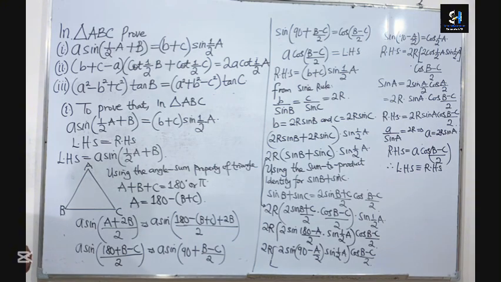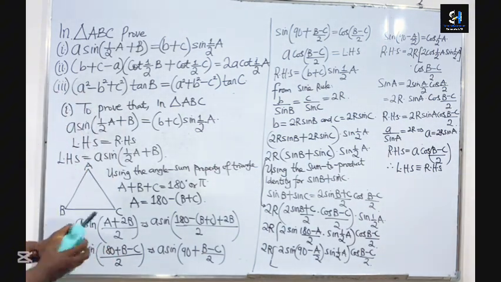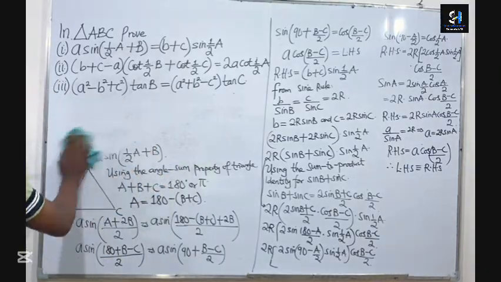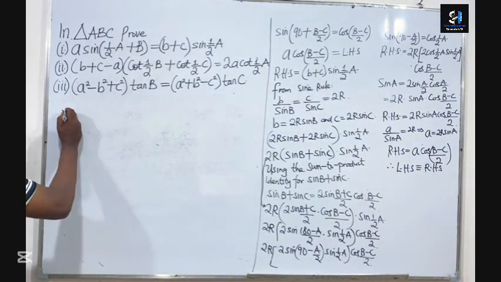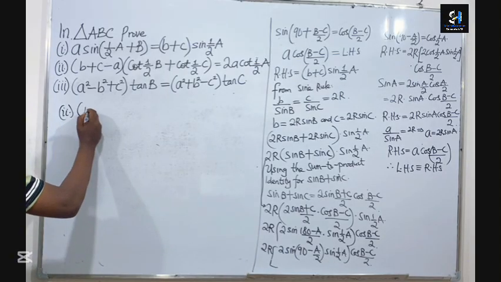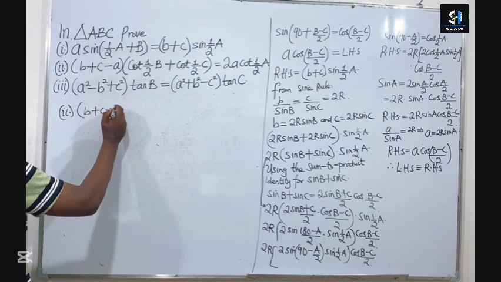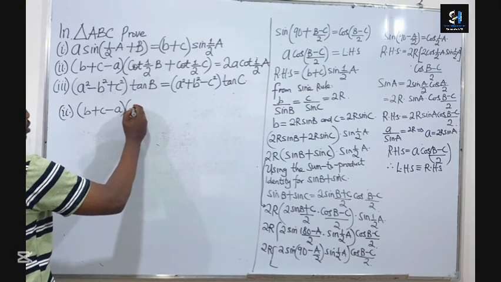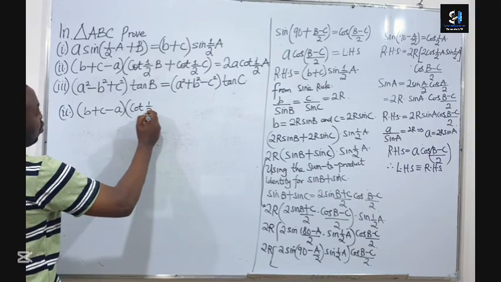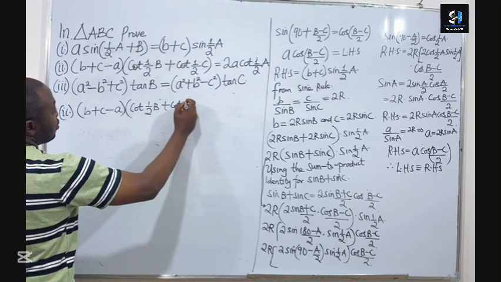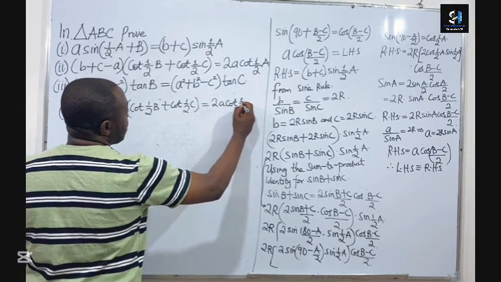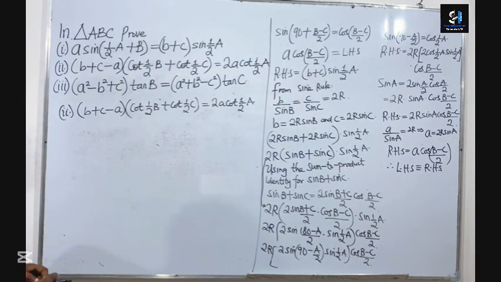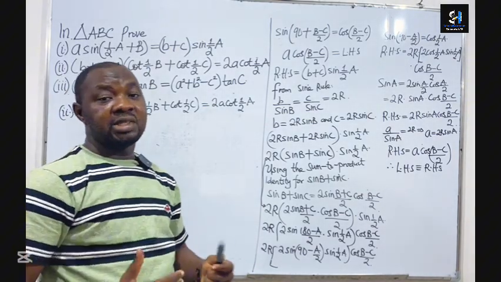Now, Roman numeral 2. I'm going to make this one short. For Roman numeral 2, we want to prove that the product of (side B plus C minus A) and (cot 1/2 of B plus cot 1/2 of C) is equal to 2 cot 1/2 of A. Now what I will do in this case is use the formula for semi-perimeter.